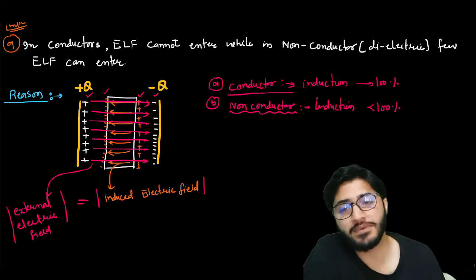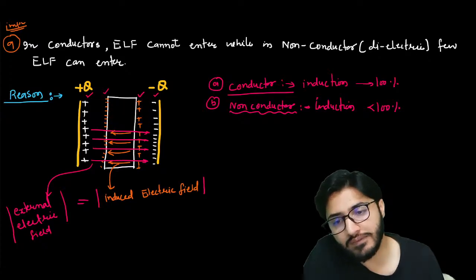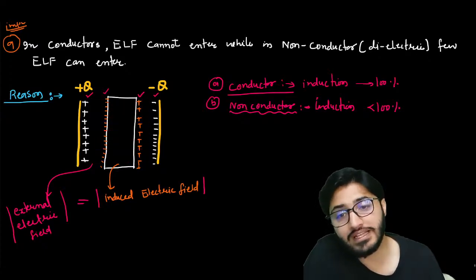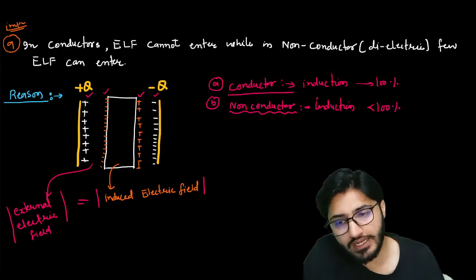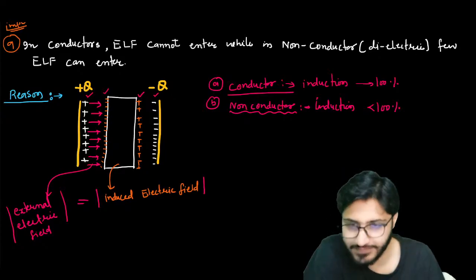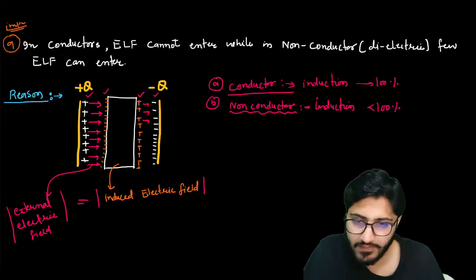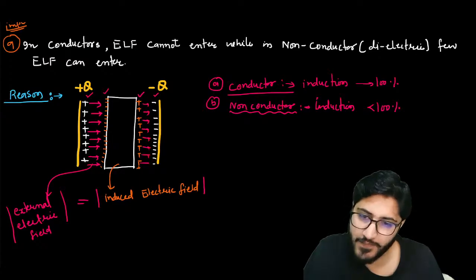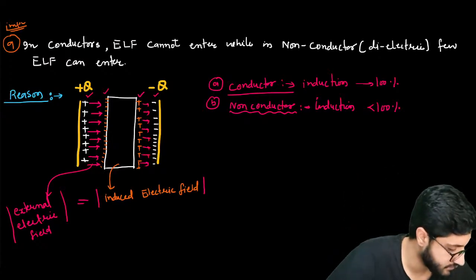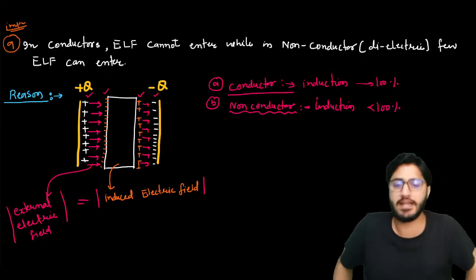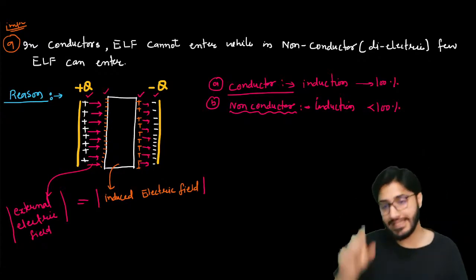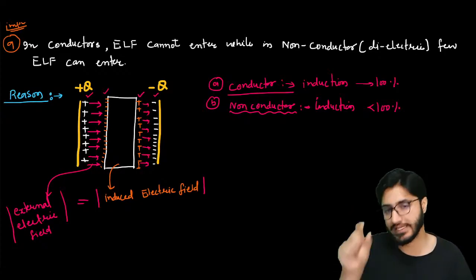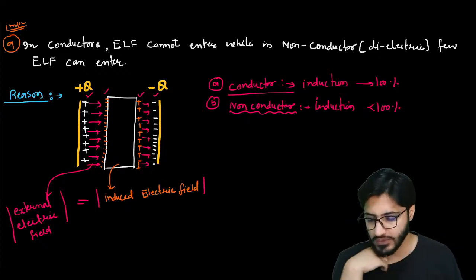Due to which what happens now? The internal electric field will become zero. Only the electric field will be present between the gaps. Inside the metal, inside the material, the conductor, it is zero.